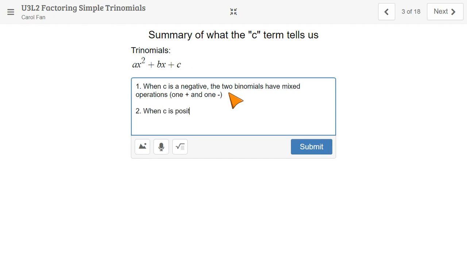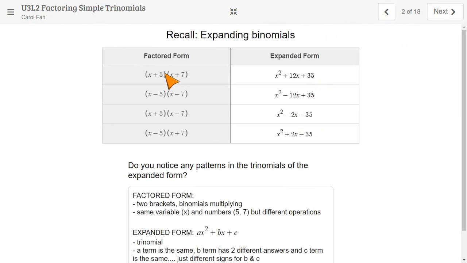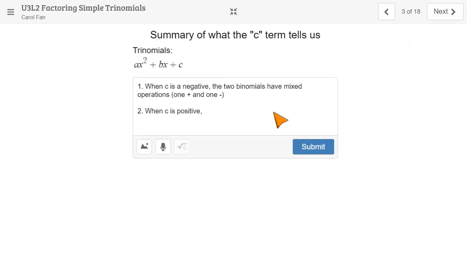When C is positive, let's go back to our factored form. We've got the same operations. One of them is plus and plus, another is negative and negative. How do we know whether it's two positives or two negatives? We're going to look at the B, and the B will tell us. So if I have a positive C and a positive B, I have two addition binomials. On the other hand, if I have a positive C and a negative B, I'm going to have two subtraction binomials in the factored form.